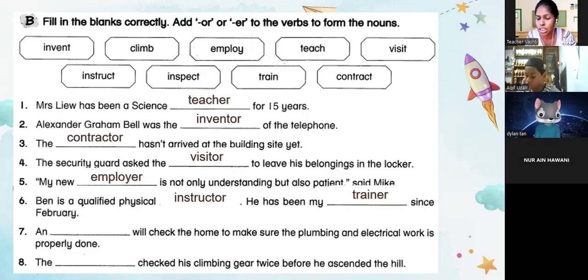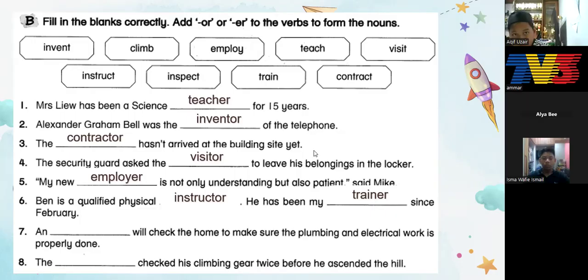How to know the difference? Instructor is basically for a group. So kalau ada cikgu untuk group, we call them physical instructor. Tetapi kalau dia bagi kamu one to one, baru panggil dia trainer. Do you understand? Okay? Ada perbezaan instructor dengan trainer. Instructor tu untuk group. Kalau trainer, dia satu orang saja. Seorang, one to one. And last one, number 7.